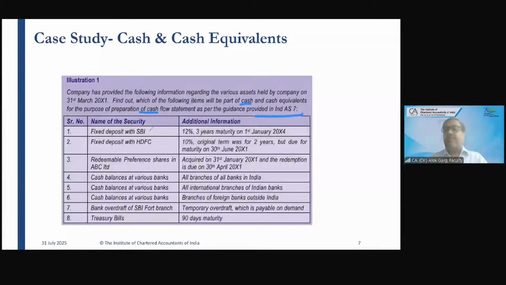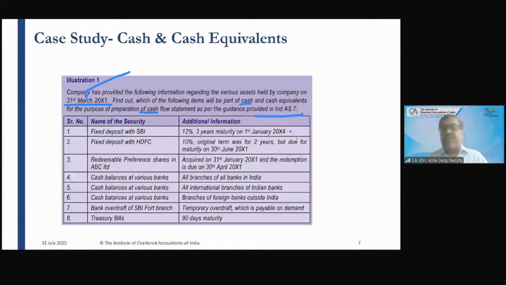Fixed deposit with State Bank of India, 12%, 3-year maturity on 1st January 2004. No, sir, it is not less than 3 months from the date of acquisition. So on 31st March 2001 we are preparing our financial statement, and this is maturing on 1st January 2004, long term, not within 3 months. So is it a cash and cash equivalent? No, sir. It will be part of your investing activity.